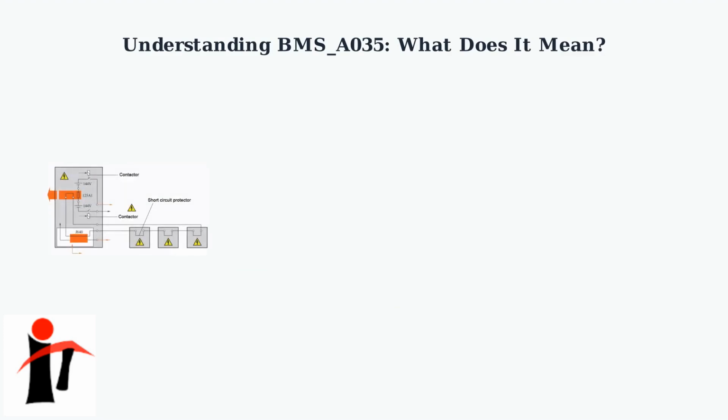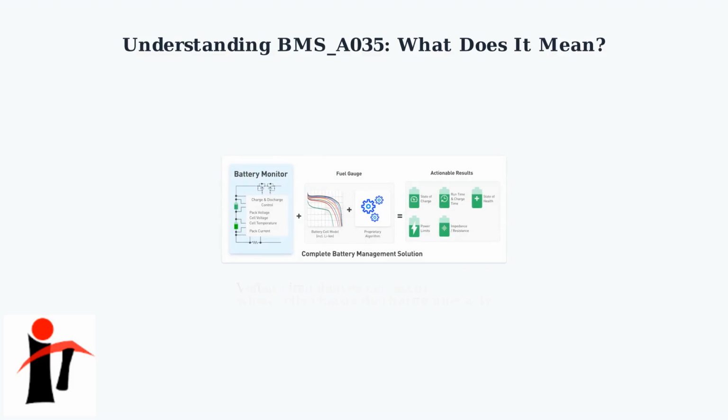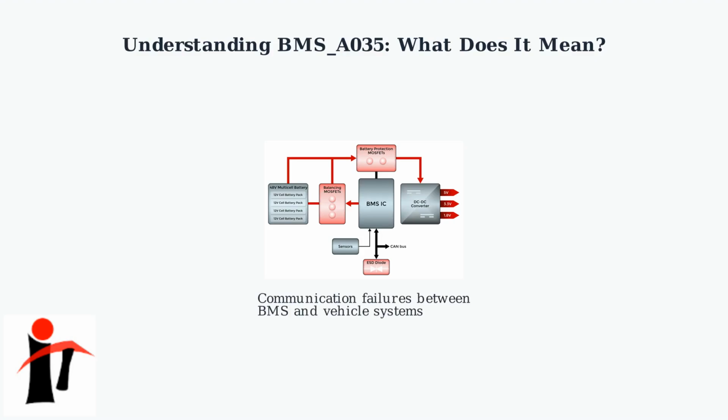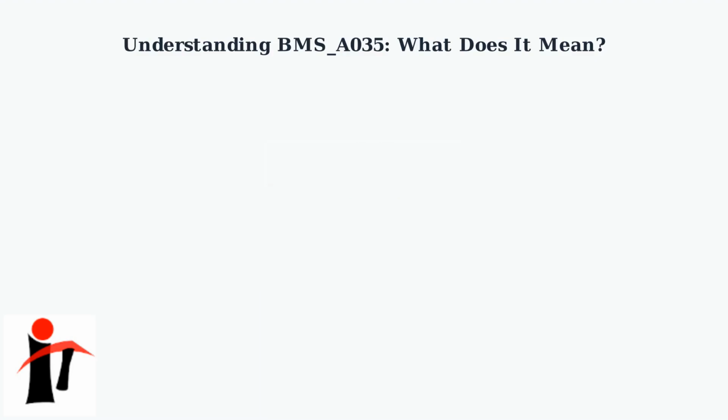The error suggests potential issues with high voltage contactors, which are relays that safely connect and disconnect the battery from the vehicle's electrical systems. It may also indicate voltage imbalances within the battery pack, where individual cells don't maintain consistent voltage levels, or communication failures between the BMS and other vehicle systems that rely on precise data exchange. Addressing this BMS A035 error promptly is essential for maintaining safe and optimal vehicle operation.